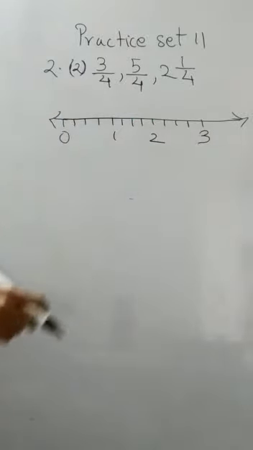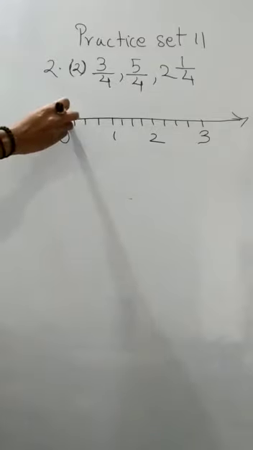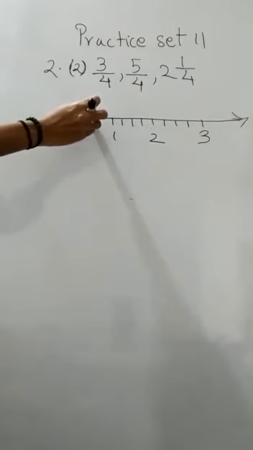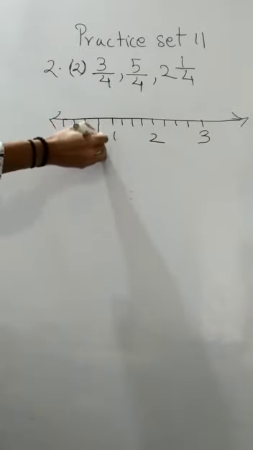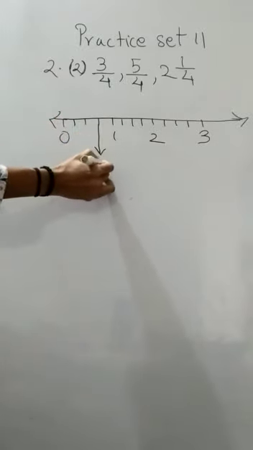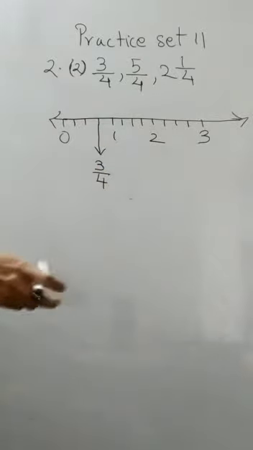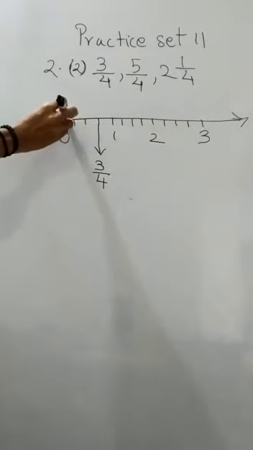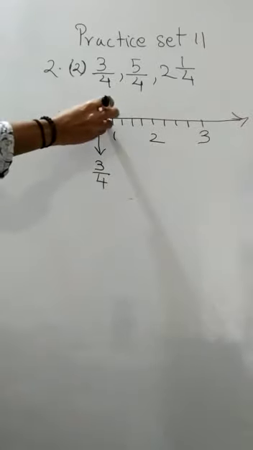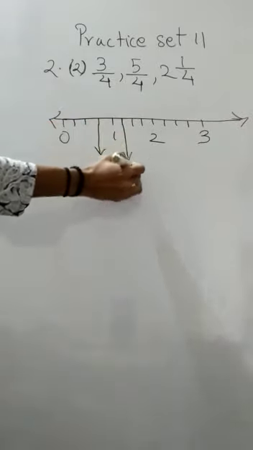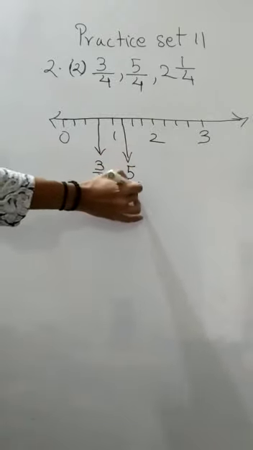Now we have to show 3 by 4, right? Means 3 out of 4. 1, 2, 3. Okay? So this will be 3 by 4. The fraction 3 by 4. Next is 5 by 4. That means 1, 2, 3, 4, 5. So this point will be 5 by 4.